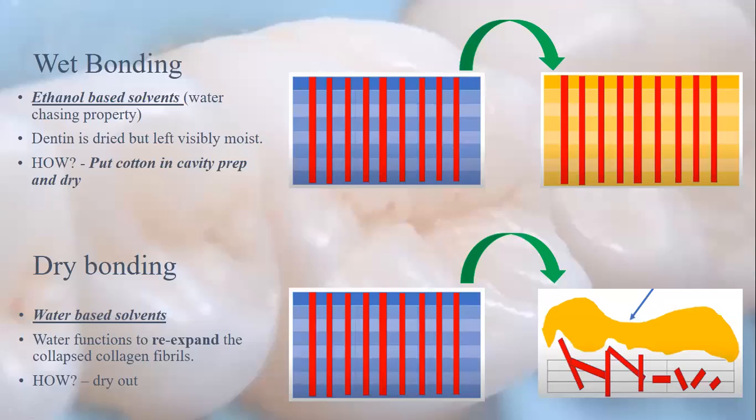When you're performing a restoration, after etching, you have created the microporosities. In these microporosities, we want to occupy as much space as possible so that we can minimize issues like post-operative sensitivity. Depending on the adhesive system that you'll be using, there are two ways in which you can do this. You can either do it as wet bonding or dry bonding.